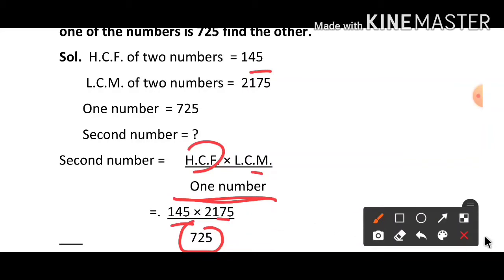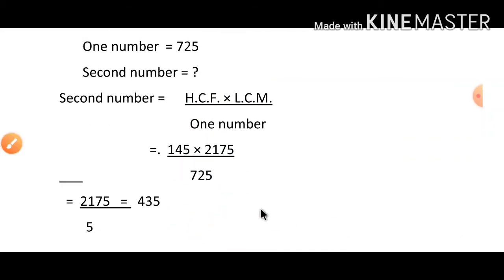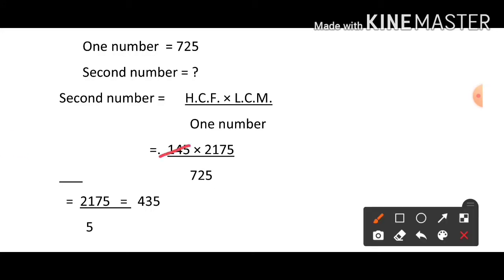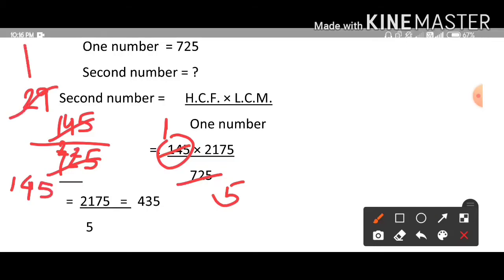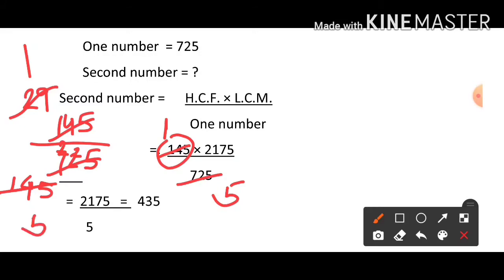Now instead of multiplying 145 into 2175, first we can divide. You can directly divide here: 145 ones are 145, and 725 is divisible by 145 five times, or you can use the 5 table also. So 5 twos are 10, 5 nines are 45, then 5 ones are 5, here 2 is left, 5 fours are 20, again 2 is left, 5 fives are 45. Then you can take 29 ones are 29, 29 fives are 145.